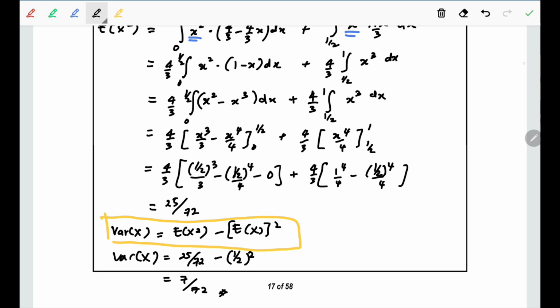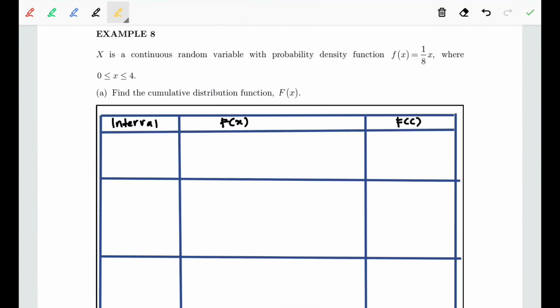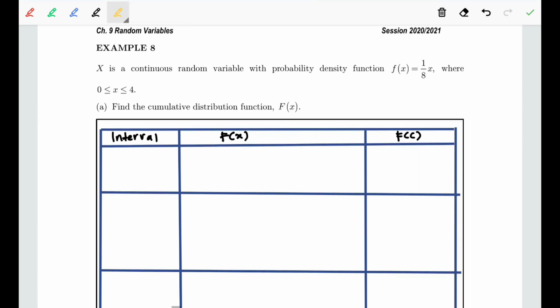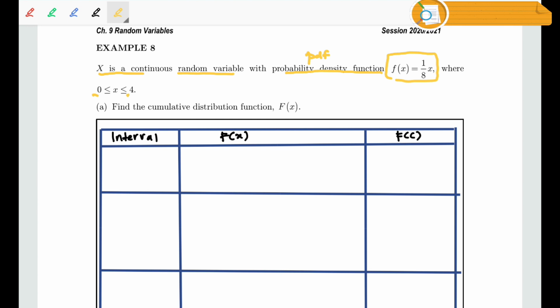Okay, that's all. Now we are going to proceed with example 8. The question states that x is a continuous random variable with the probability density function. So this is the PDF, with the function f(x) equals 1 over ax, where x varies from 0 until 4. And for part A, the question asks to find the cumulative distribution function.